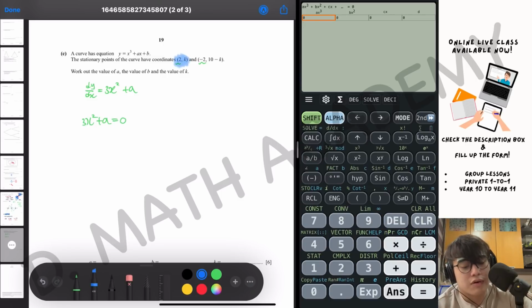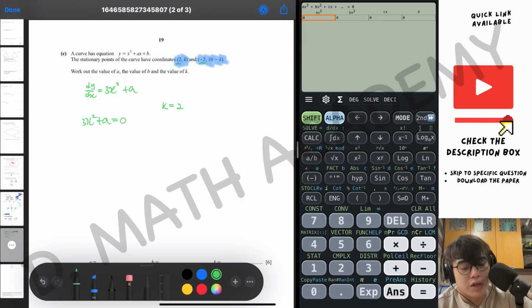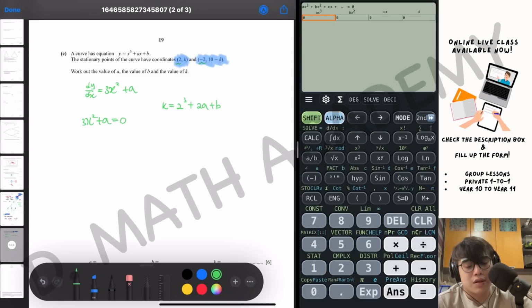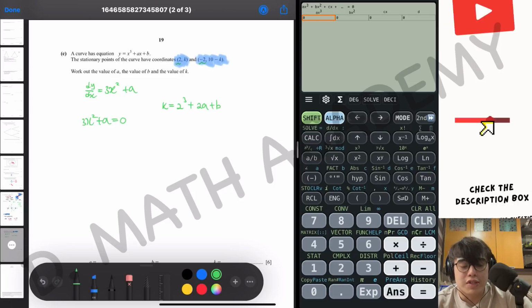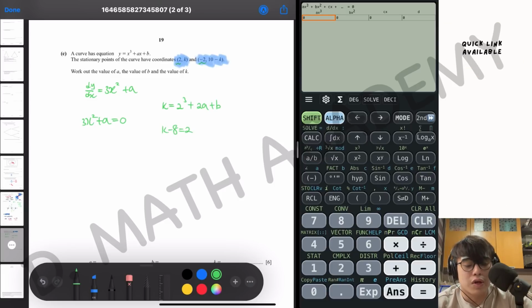Since that route led me to nothing, I will try the other one by substituting 2 into the equation. Let's say 2 cubed plus 2a plus b, and see whether this will help me with my identification or not. So 2 to the power of 3 is 8. So I have k minus 8 equals 2a plus b.